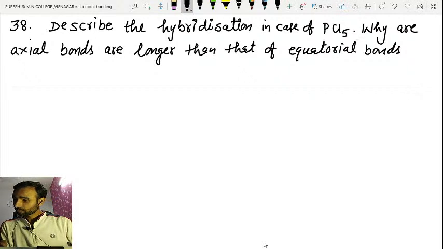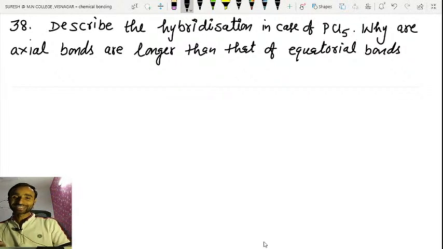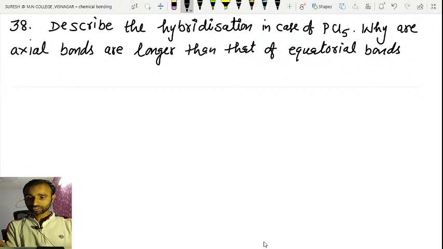Okay, Sumant Reddy. Okay, Abhishek, I know you are busy nowadays attending marriage or some function. I know, it's okay. So tell me, describe the hybridization in case of PCl5 and why are axial bonds longer than equatorial bonds. First tell me, what is the hybridization of PCl5? Yes, anybody?